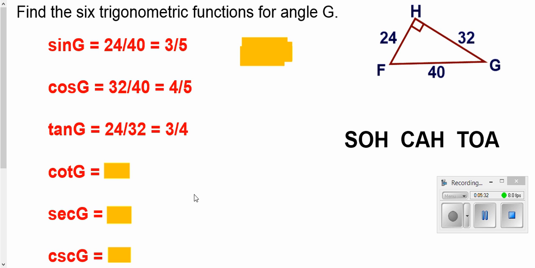And then we need to have the three reciprocal functions. Cotangent's the reciprocal of tangent, so I've got to flip that one upside down. Secant's the reciprocal of your cosine, so I've got to flip my 4/5 upside down. And my cosecant's the reciprocal of sine, so I've got to flip that one upside down.